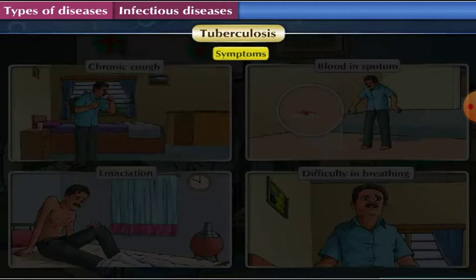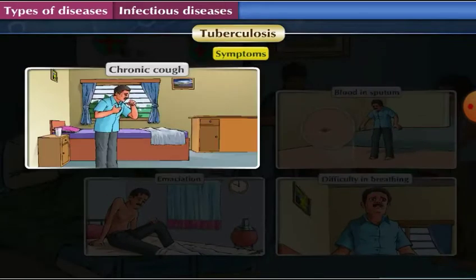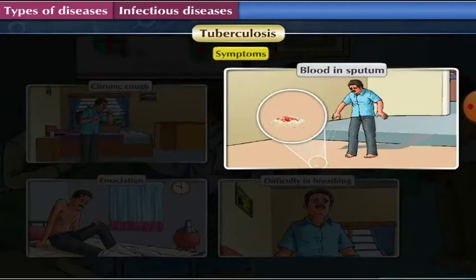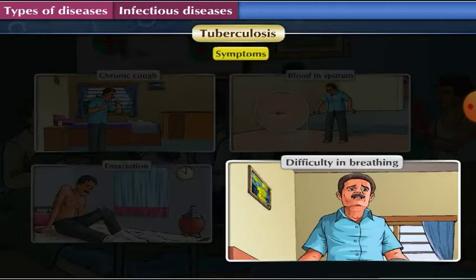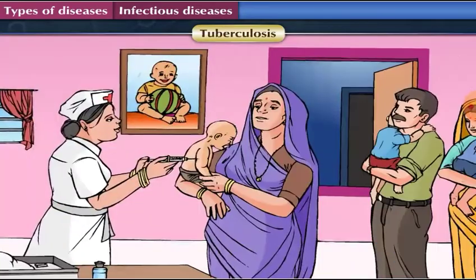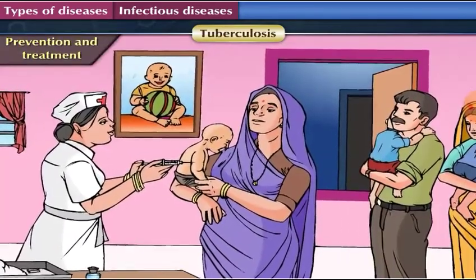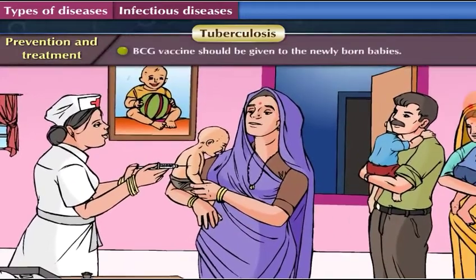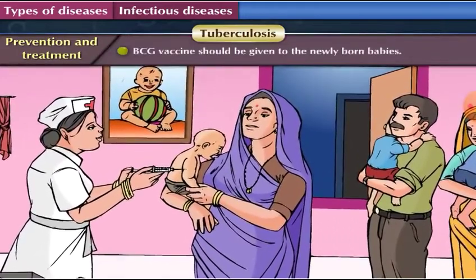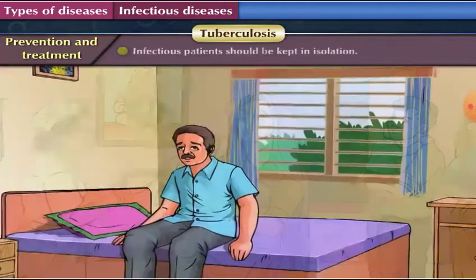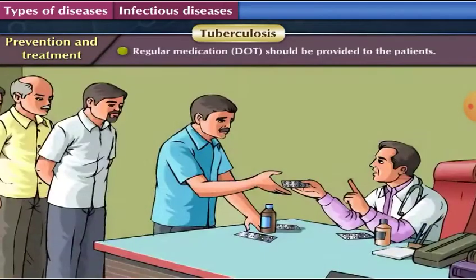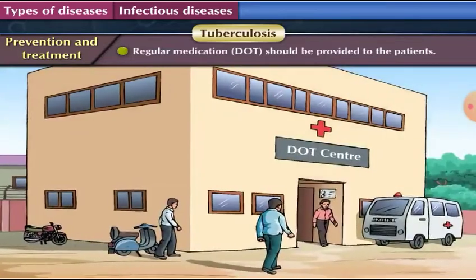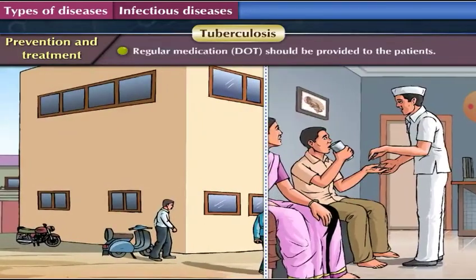Some general symptoms of this infectious disease are chronic cough, blood in sputum, emaciation, and difficulty in breathing. For prevention and treatment of this disease, BCG vaccine should be given to newly born babies. Infectious patients should be kept in isolation and regular medication like DOT should be provided to the patients.